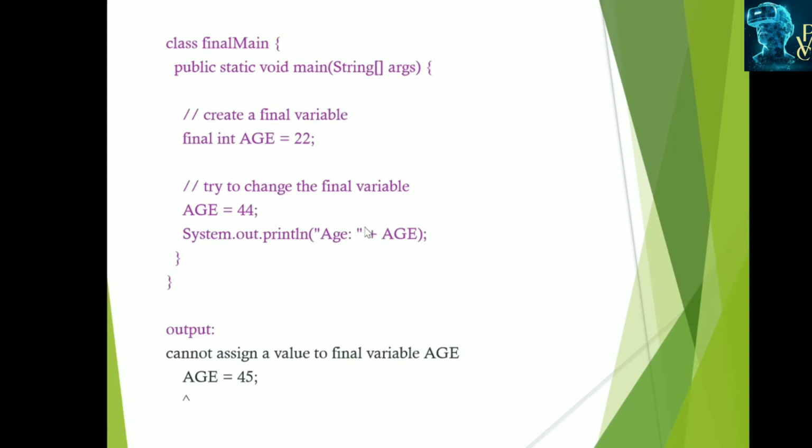And this is another example. Here we declare the variable as final int, which is assigned age is equal to 22. Here we are again trying to set age is equal to 44. What is the meaning of that? We are trying to change the final variable. Final means it is final, no need to change. So here we are displaying the value, and it displays the error because we cannot assign a value to final variable age. So no value can be displayed, either 22 or 44. It displays an error.